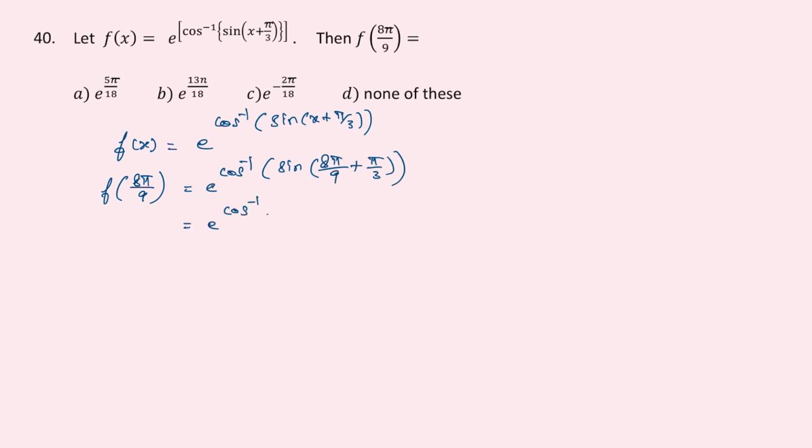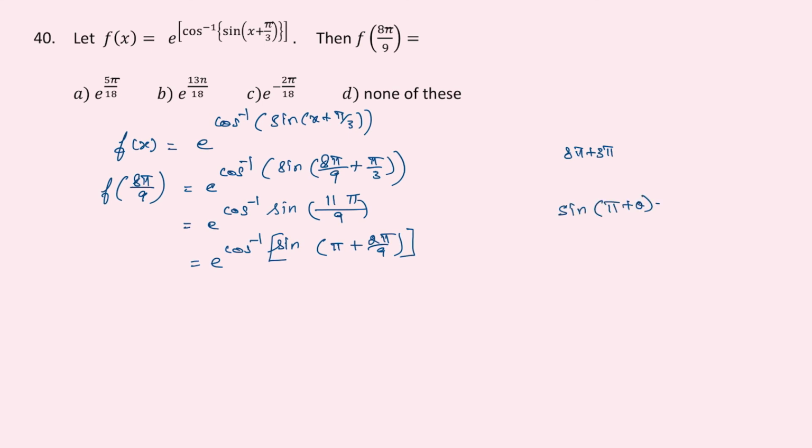E raised to cos inverse of sine. We will simplify this. The LCM is 9. We get 8 pi plus 3 pi, which is 11 pi. 11 pi by 9 is a third quadrant angle. We can write this as pi plus 2 pi by 9. And let us use the sine of pi plus theta formula. In the third quadrant, sine is negative. So we get minus sine theta. We get e raised to cos inverse of minus sine 2 pi by 9.